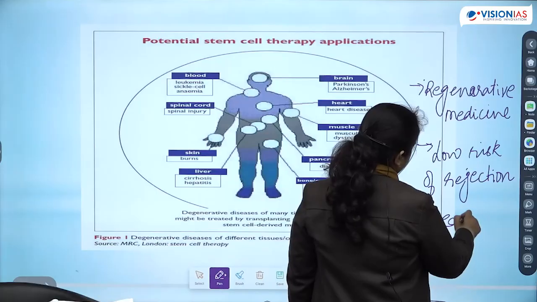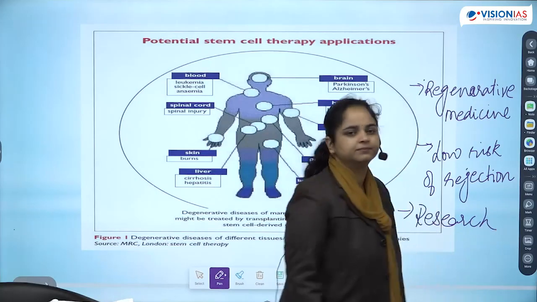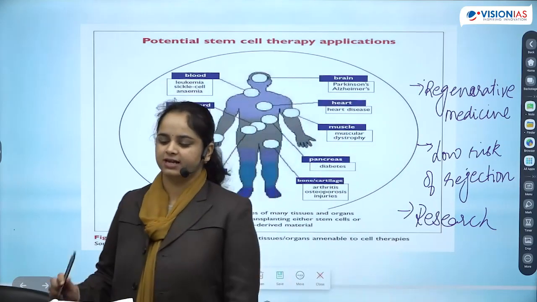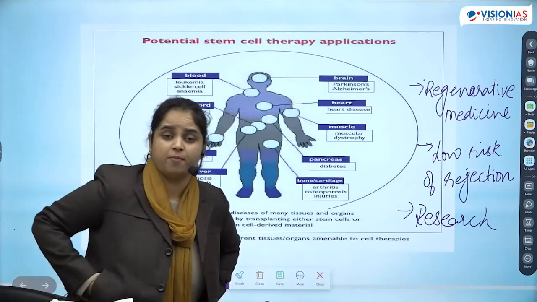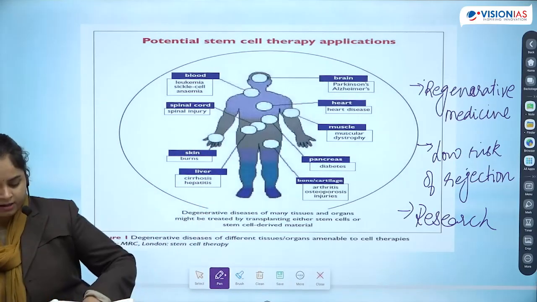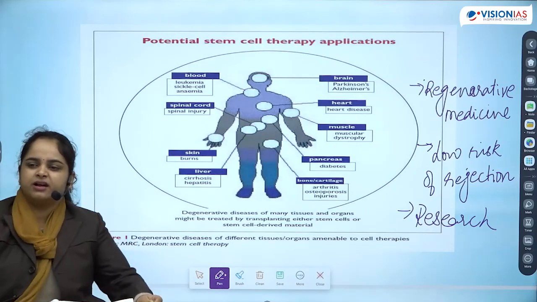This will really change the whole research game, because you have cells which can form any part of the body and you can do real life research on them.